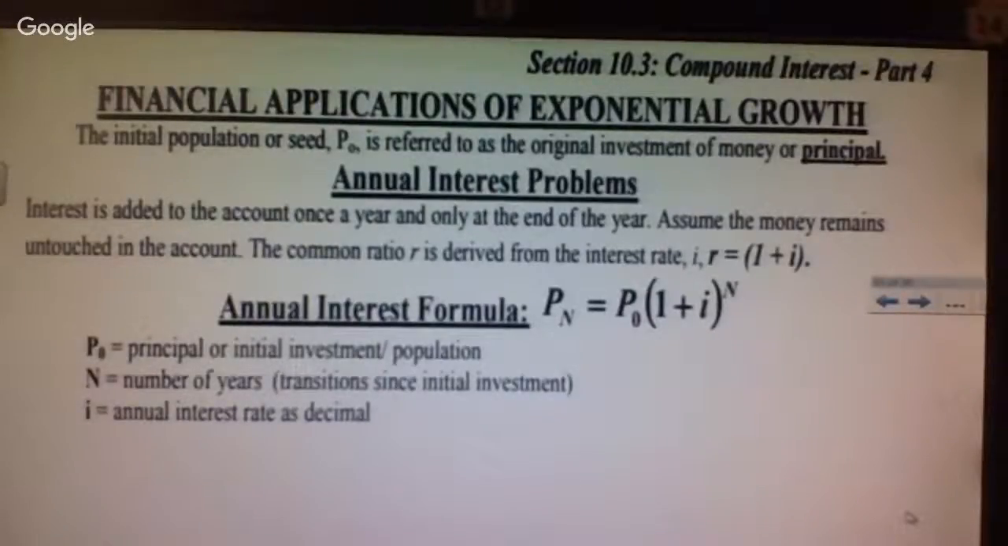Okay. This is the best part about 10.3. How much money am I gonna make? Woo! Okay, so this formula should actually look familiar. This is part of my 3 for those of you that actually have a teacher. Okay.